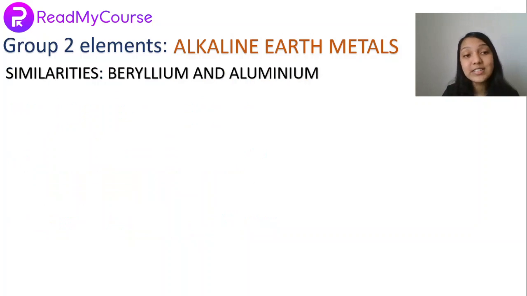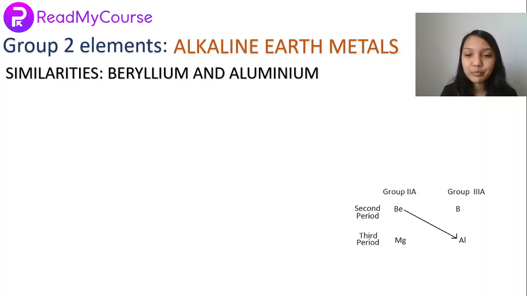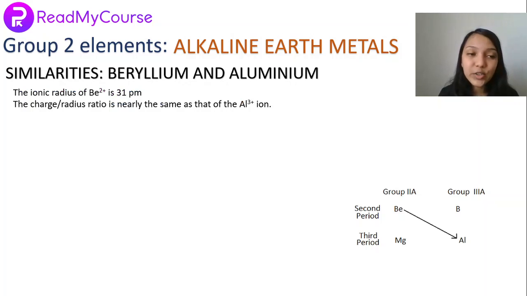Next, we'll discuss the similarities between beryllium and aluminium. While discussing the properties, again we noted the similarities between beryllium and aluminium at many places, right? So this is the diagonal relationship between beryllium and aluminium. The ionic radius of beryllium is 31 picometer, and the charge to radius ratio is nearly the same as that of the aluminium ion. Charge to radius ratio is nothing but polarizing power, right? So when we compare the charge to radius ratio of beryllium and aluminium, it is more or less the same.